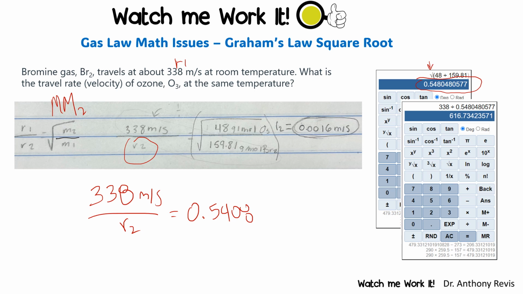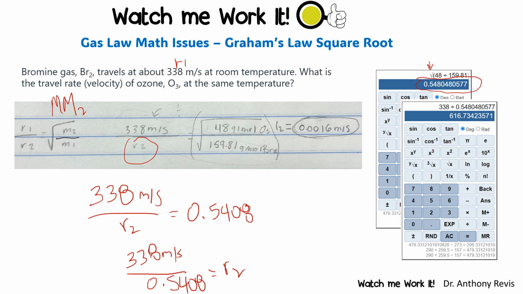So once we get this, the math thing to do here is to simply exchange places with the diagonals. And you can solve this. So this would be 338 meters per second, exchange the diagonals, just a math operation, equals R2. So that's what you do. Once you get here, just exchange the diagonals and divide.